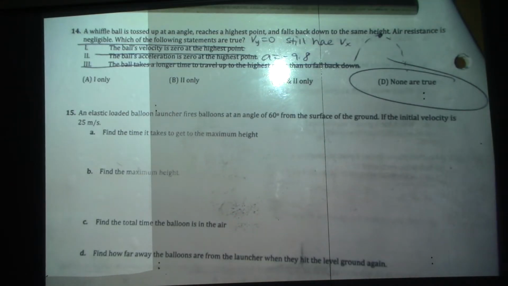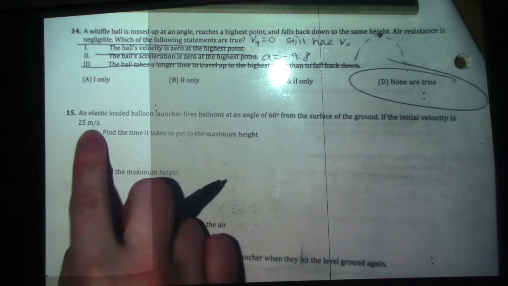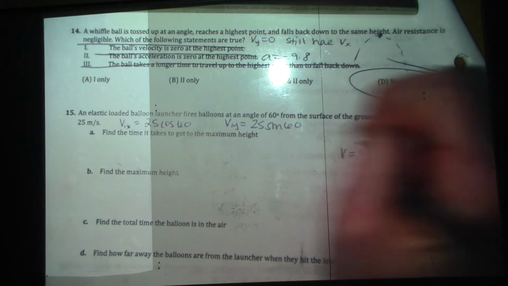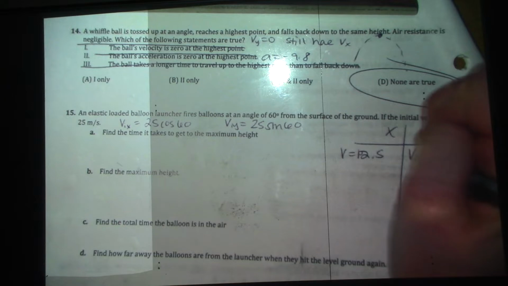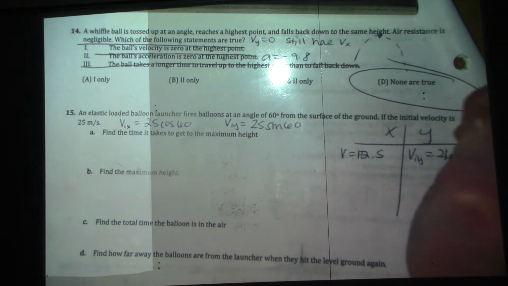We've got an elastic balloon launcher, 60 degrees, initial velocity of 25, so first things first, VIX is going to be 25 cosine 60, and VIY is going to be 25 sine 60. So VIX is, when you put that in your calculator, you get 12.5, and VIY, you get 21.65.